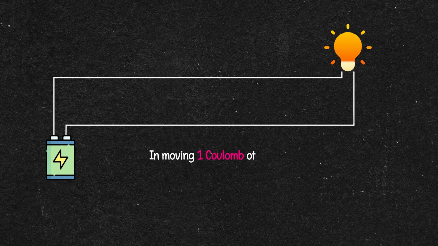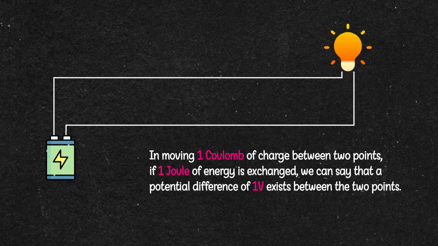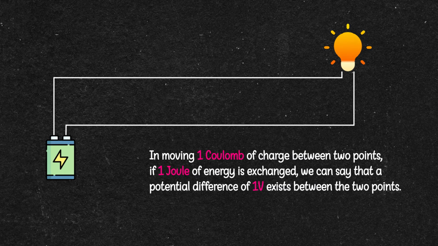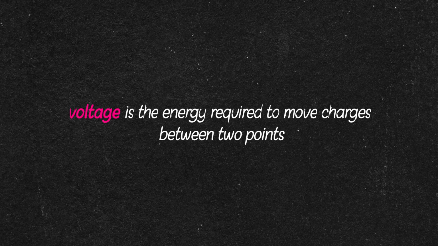In moving 1 coulomb of charge between the 2 points, if 1 joule of energy is exchanged, we can say that a potential difference of 1 volt exists between the 2 points. In other words, voltage is the energy required to move charges between 2 points.